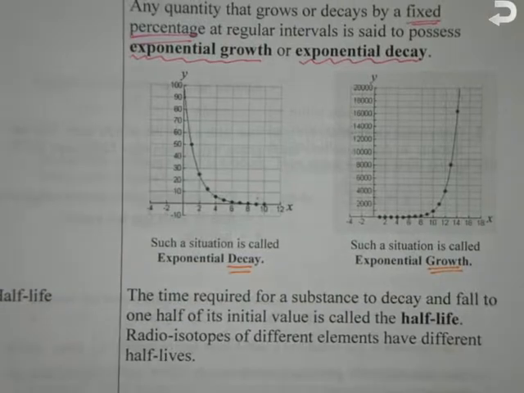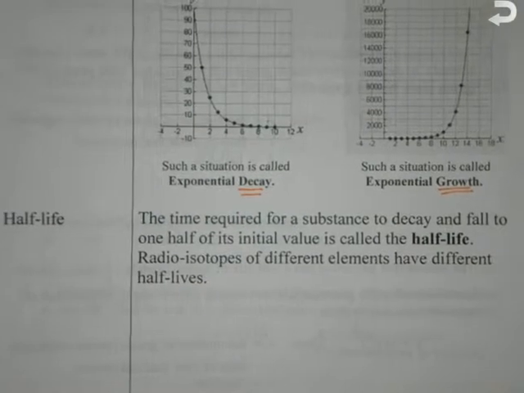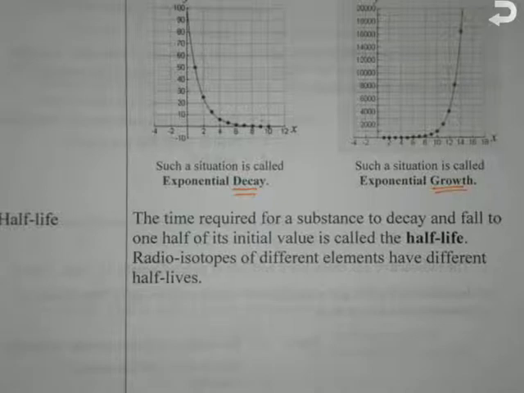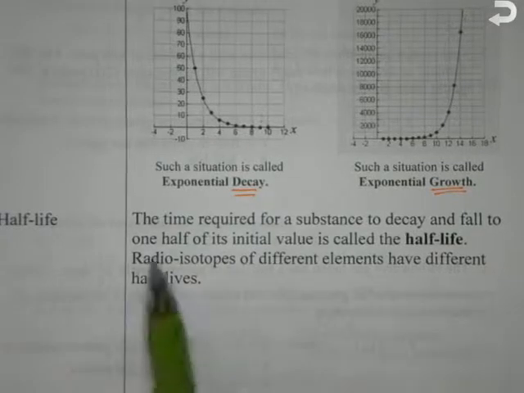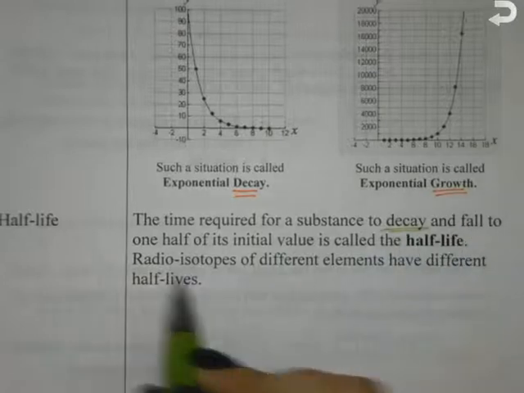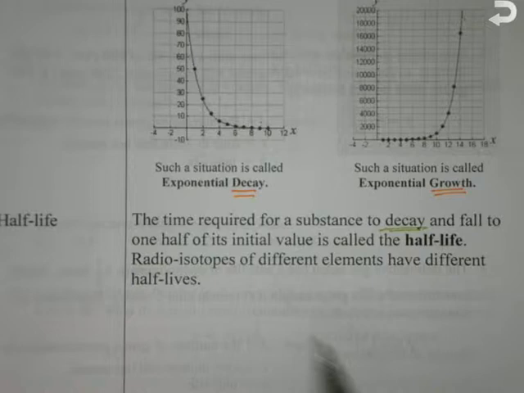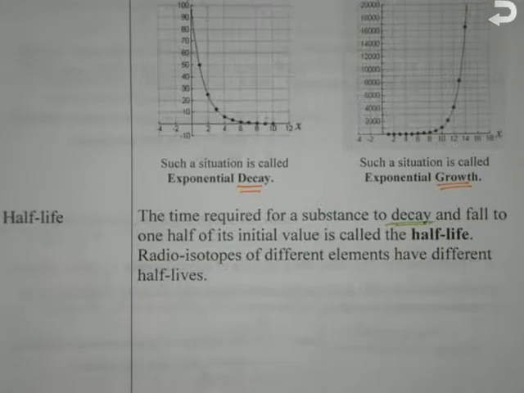So one definition you're going to need, which actually should be familiar to you, is called half-life. Half-life is the time required for a substance to decay and fall to 1/2 of its initial value. Radioisotopes of different elements have different half-lives. So a half-life is however much time it would take for any substance to become half of what it started with, okay?